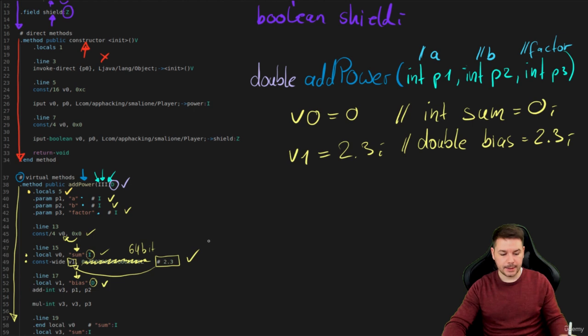Then we've got our add-int instruction over here. What add-int does is it takes p1, adds it to p2, and stores the result into v3. So we've got v3 equals p1 plus p2. And here we can see we haven't used v3 yet. Therefore, let's keep this open for now.